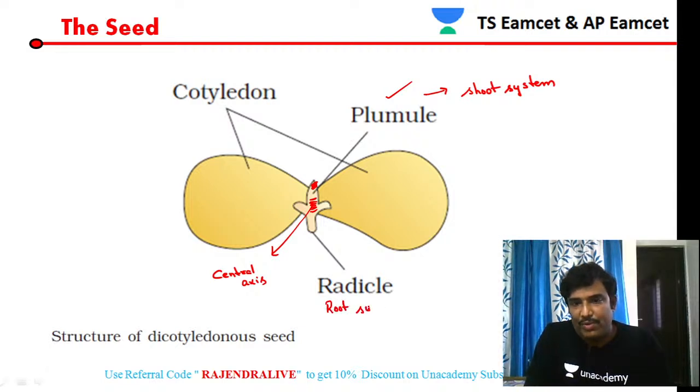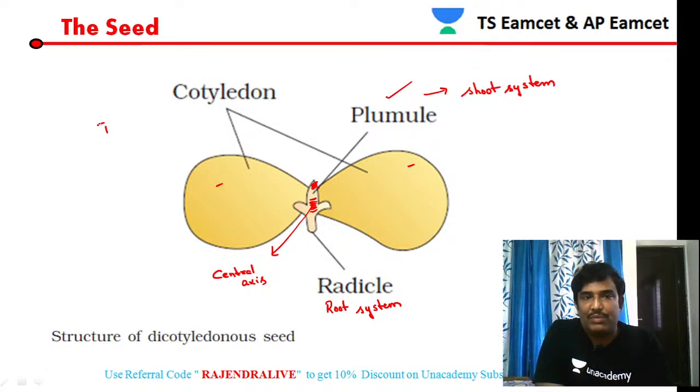So plumule develops into the shoot system, and radicle develops into the root system. Now attached to this central axis, you have one cotyledon, and this is another cotyledon. So this is a typical diagram showing a dicot, or dicotyledon.